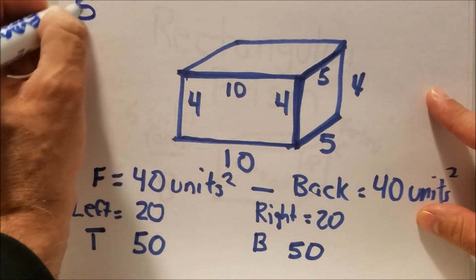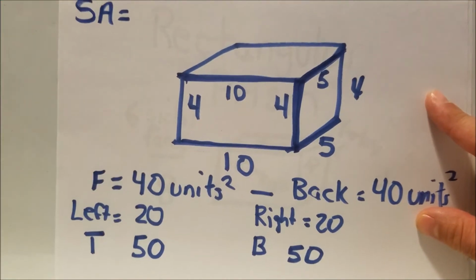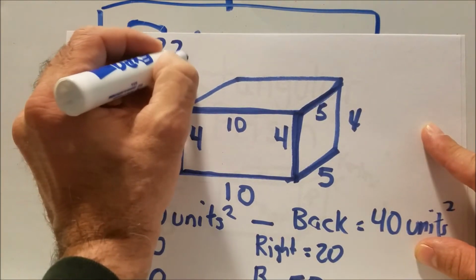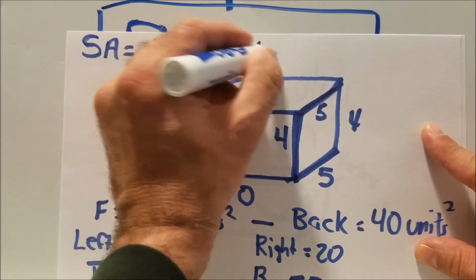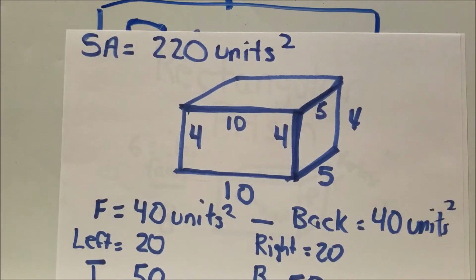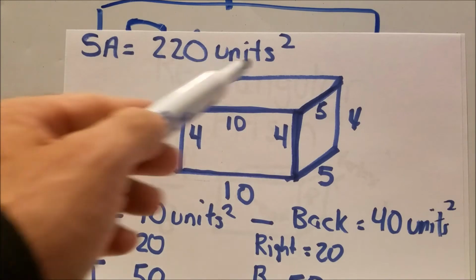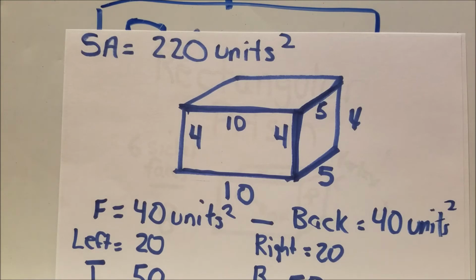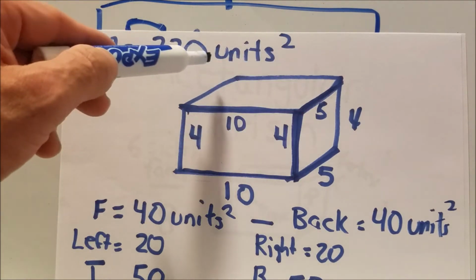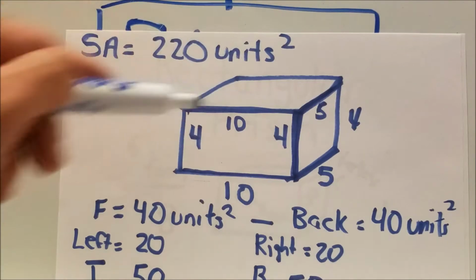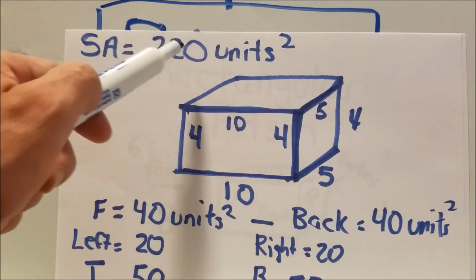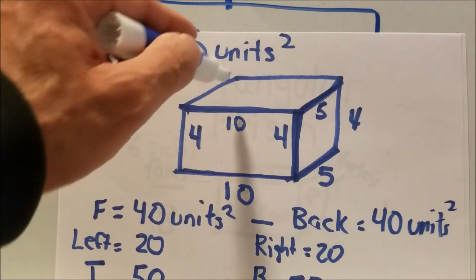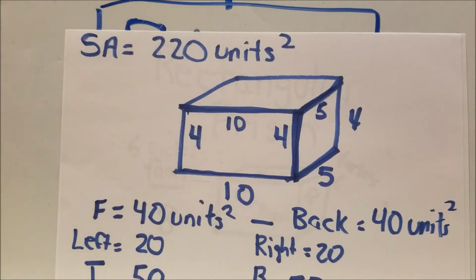So the surface area equals, we'll bring it up here, 220 units squared. And remember, area is always squared. So we know then if we had wrapping paper, let's say we're going to wrap this gift, we need 220 units squared of wrapping paper. Let's say it was centimeters, we need 220 centimeters squared. Actually, we probably want a little more because it's sometimes difficult to wrap a present, right?